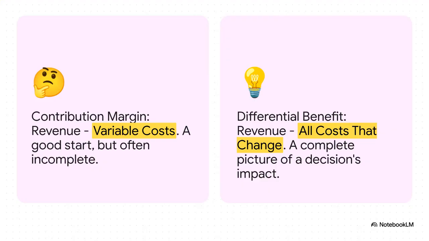A lot of us were taught to look at something called the contribution margin, your revenue minus your variable costs. And look, it's a decent start, but it is dangerously incomplete. The real game changer is this idea over on the right, the differential benefit. Look closely at the difference. We're not just subtracting variable costs. We're subtracting all costs that change, specifically because you make this one decision. It's a much, much more powerful and accurate way to see things.